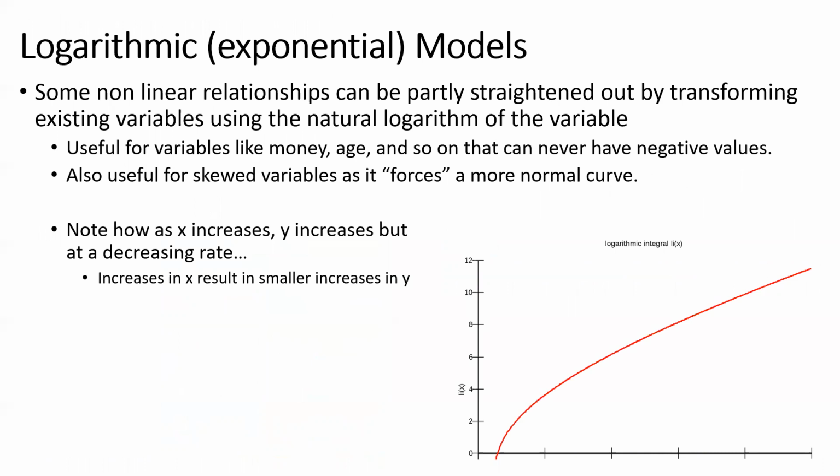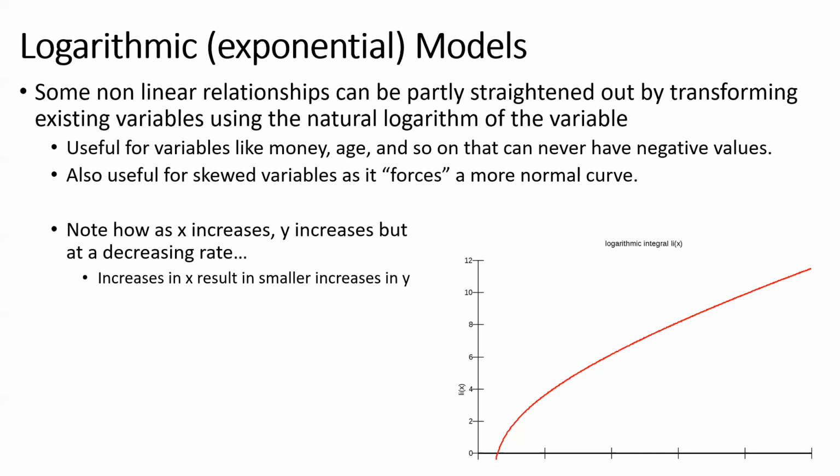Why would you do this? Well, first, there are some variables like salary or time spent that are never negative. And when you log something, it forces it to always be a positive number. And so that becomes helpful. Logarithmic transformations also guarantee that regardless of the values of the b, where the x is predicted value of y, it will always be a positive number. So you will always end up with that positive number. It's also useful for skewed variables because it forces a more normal curve. And I'll show an example of that in just a second.